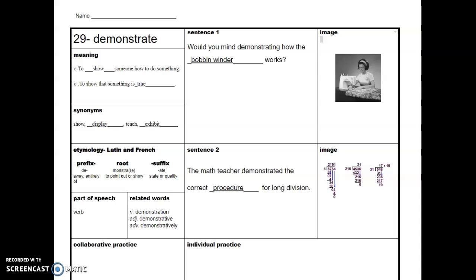So this week's word of the week is demonstrate. Make sure that you write your own sentence using the word demonstrate, as well as fill in the blanks of your paragraph, and then upload your completed template to Canvas.